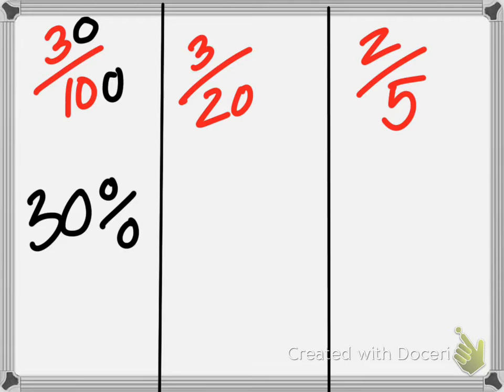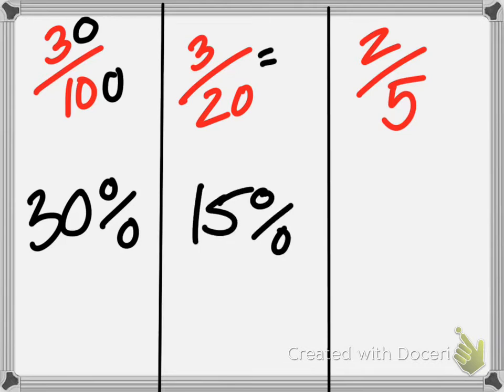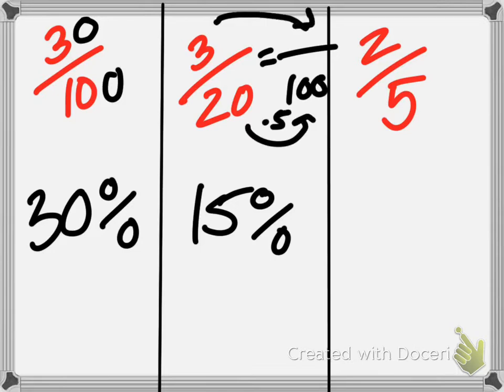What about this one? Eduardo, what is 3 over 20 going to be? It's going to be 15%. Yeah, 15%. Because to get this to 100, 20 times 5 is 100. So I do 3 times 5 and I get 15. What about this last one?